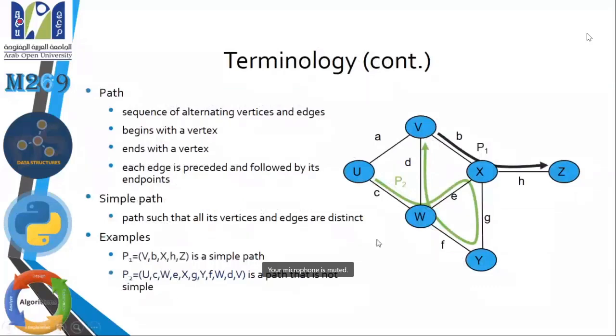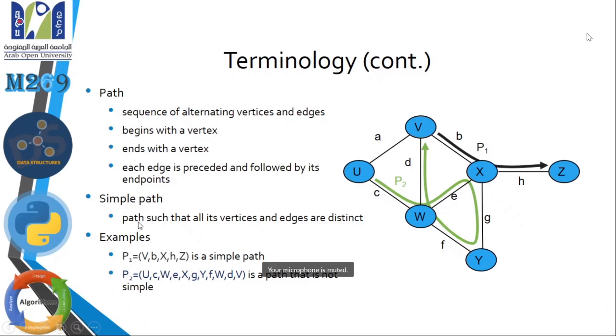Okay, a path is a sequence of alternating vertices and edges. So I need to go from V to Y. How can I go there? You might go through several edges, several vertices. You begin with a vertex and end with another vertex. Each edge is preceded and followed by its endpoints. And that's the main concern of our lecture today.